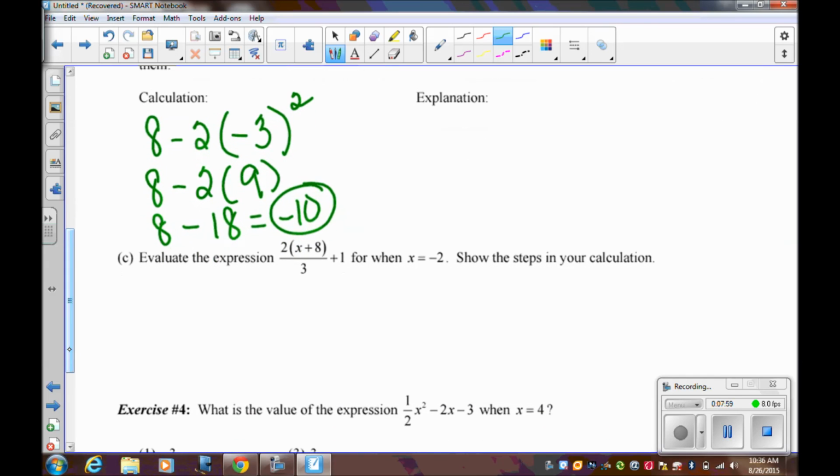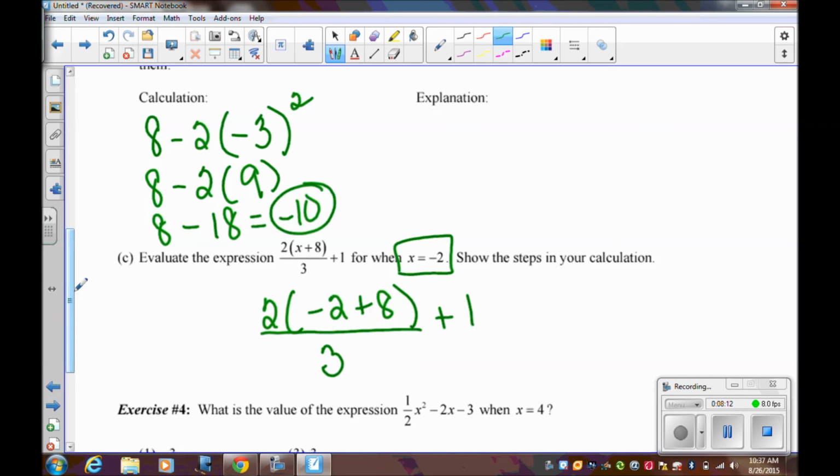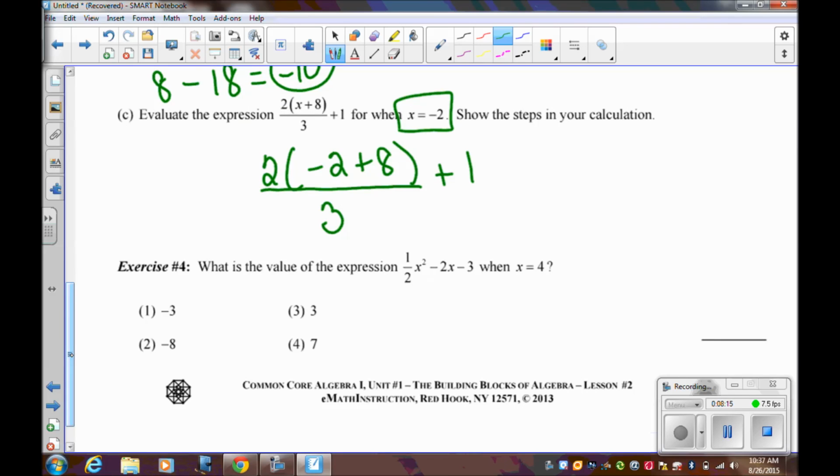Okay. And letter C, let's substitute in that negative 2. So 2 times negative 2 plus 8. Just doing the substitution, divided by 3 plus 1. Let's show all our steps here. Order of operations, we've got to do what's inside the parentheses first, divided by 3 plus 1. Then I'm going to say 2 times 6, which is 12, divided by 3 plus 1. 12 divided by 3 is 4 plus 1 for a final answer of 5.